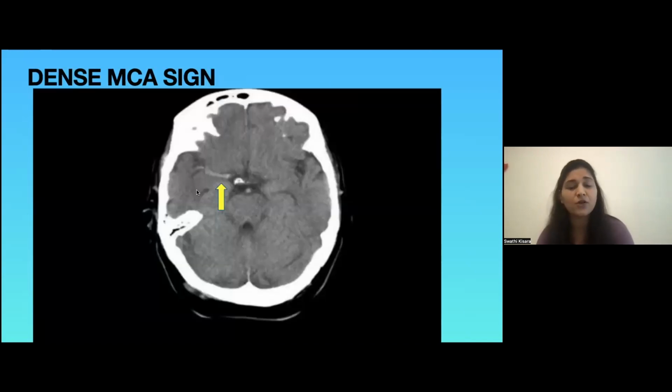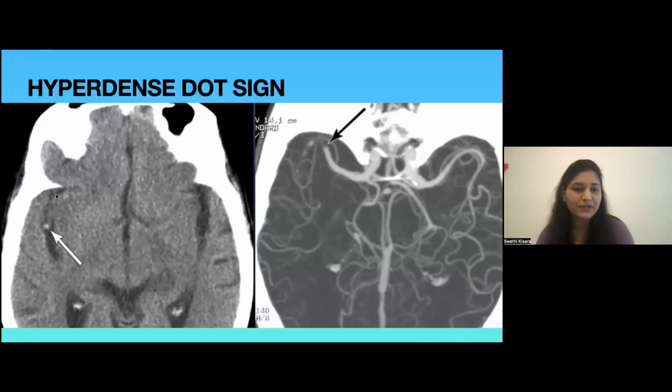So this is an axial non-contrast CT image showing the dense MCA sign. This is the right middle cerebral artery with an intraluminal thrombus, because of which it is appearing hyperdense on plain CT. And this is a hyperdense dot sign in which one of the branches of MCA is occluded from the thrombus, and one of the branches in the sylvian fissures appears hyperdense. This is called hyperdense dot sign. The corresponding angiogram image also shows a filling defect here, indicative of a thrombus.